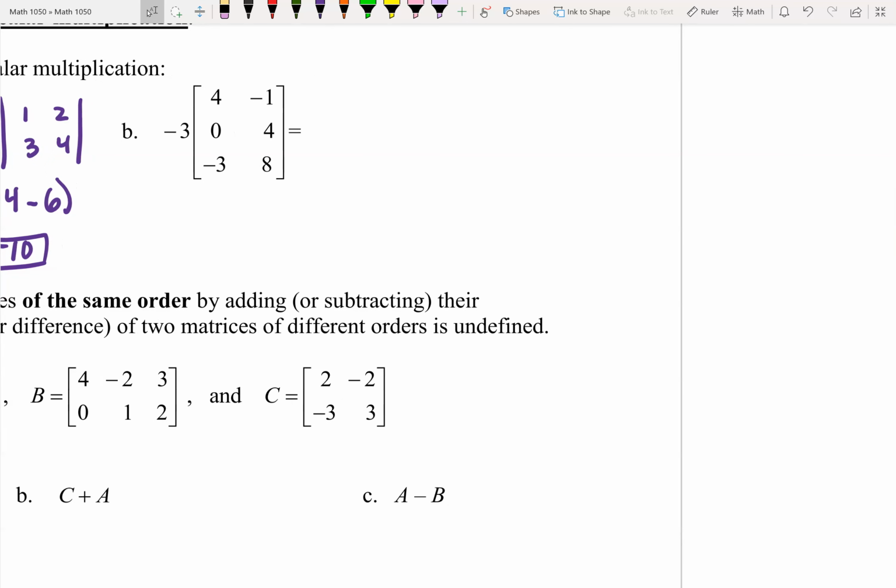Question B, super easy. Take every number and multiply it by -3. So you have -12, +3, 0, -12, 9, and -24. Super simple.